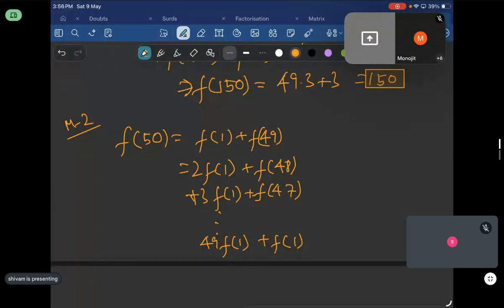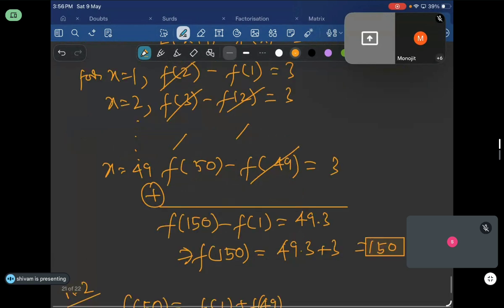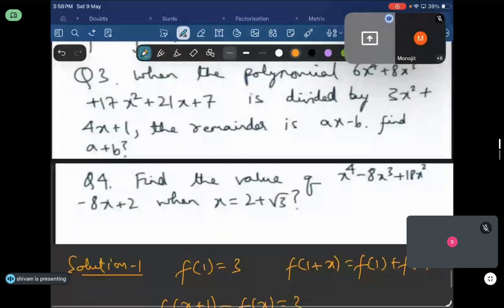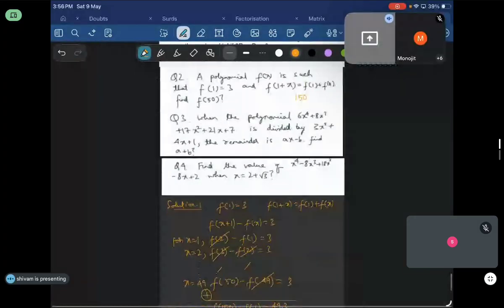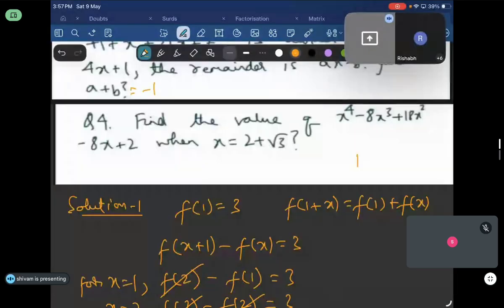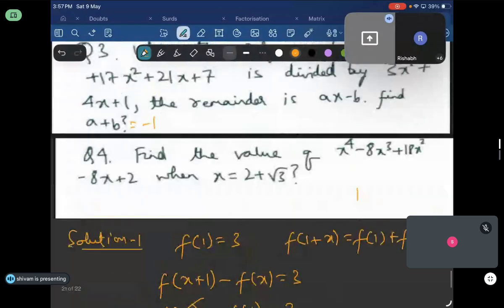Okay. Next, number 2. Number 2 is 150. Number 3, we need to find out a plus b. A plus b is equal to minus 1. Tell me, what did you people get? Yes, Rishabh, tell me which question you have a doubt. Number 3. When the polynomial is divided by 3x square plus 4x plus 1, we need to find out the remainder. Remainder is ax minus b.